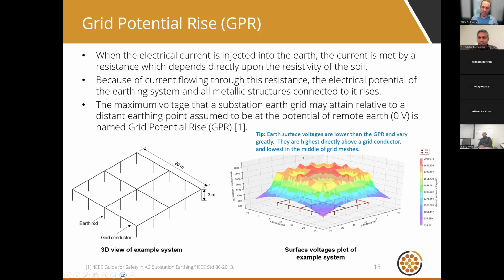And in the bottom right-hand corner, it gives rise to ground surface voltages. As I already mentioned, there's a tip here that Earth surface voltages are always lower. So if we look at this 3D plot, the maximum value here is 2059. That's the maximum ground surface voltage. In this case, we would expect that the GPR, which is the voltage of the grid conductors themselves, would be something higher than 2059 volts.